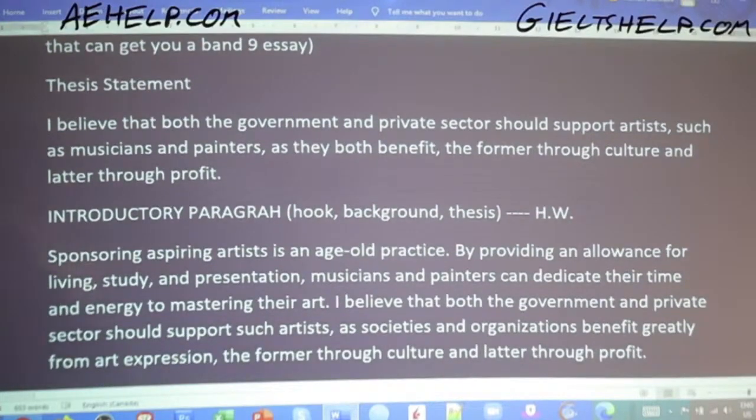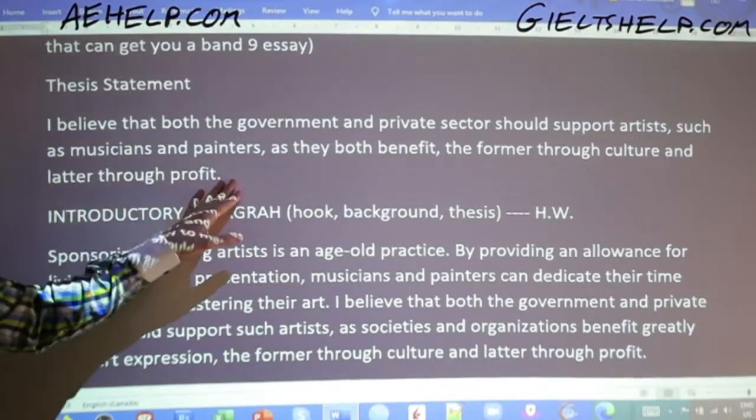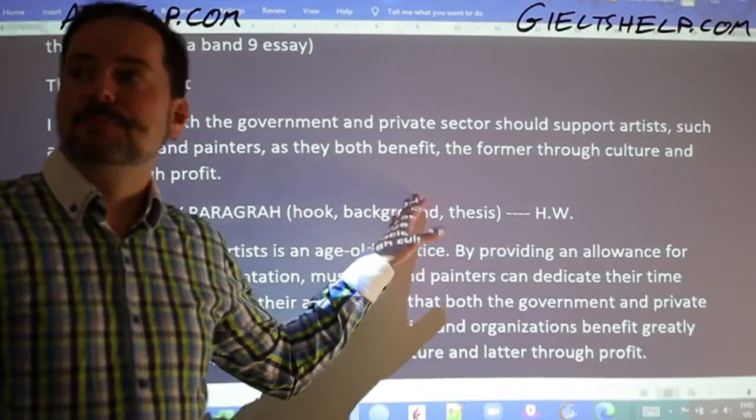So this was my original thesis statement from yesterday.